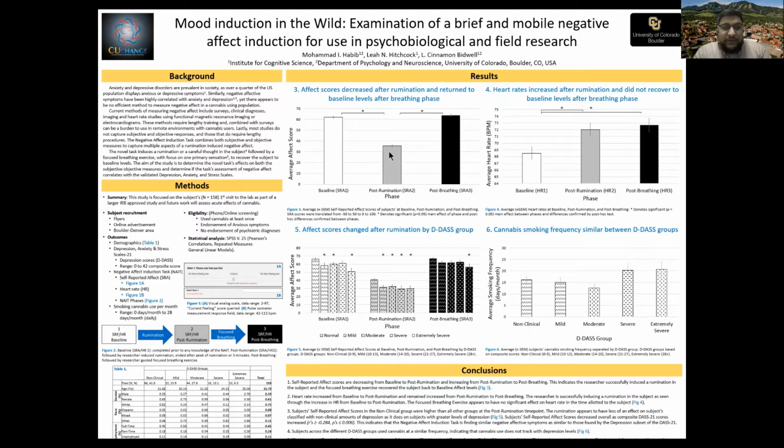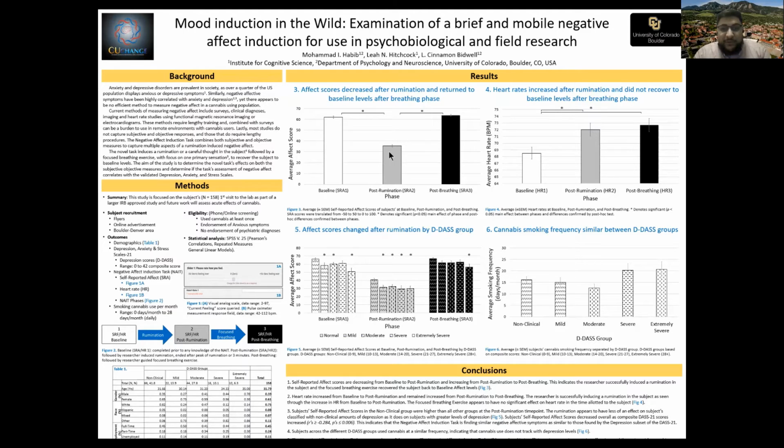Moving on to the results, in figure 3, we can see that after the rumination, participants' affect scores drop from their baseline score, and then they recover back to those baseline levels at that post-breathing time point. In figure 4, we see something similar as heart rate increases after the rumination, but instead of returning back down to those baseline levels after the breathing, the heart rate stays elevated at that post-rumination level.